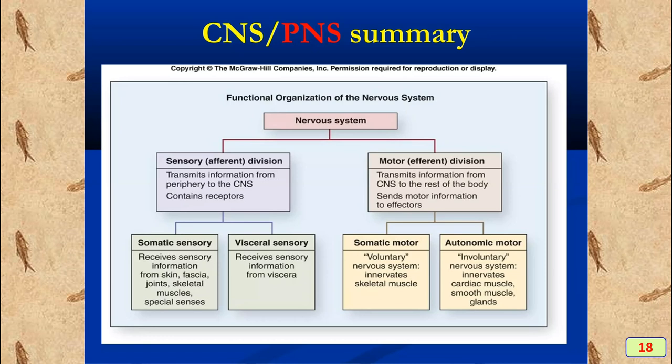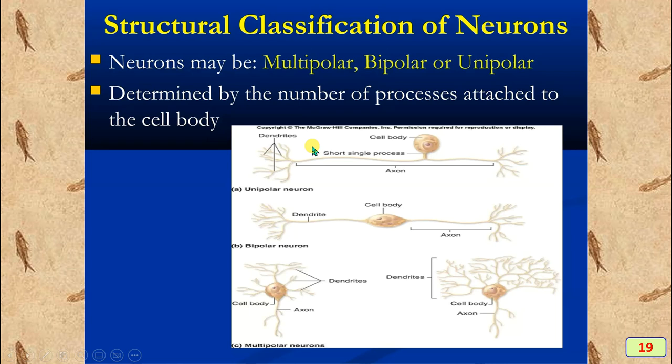So the secretions of the body, muscle contractions of the gut, and the cardiac rates are not under the control of the individual. So they are called the involuntary, whereas voluntary is under the control of the individual. And structural classifications of the neurons are multipolar, bipolar, or unipolar, depending upon the cell body location.